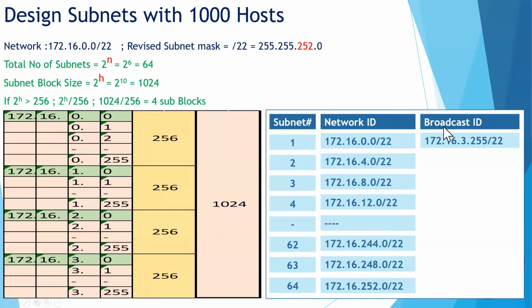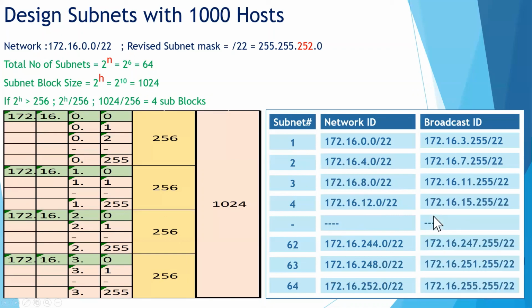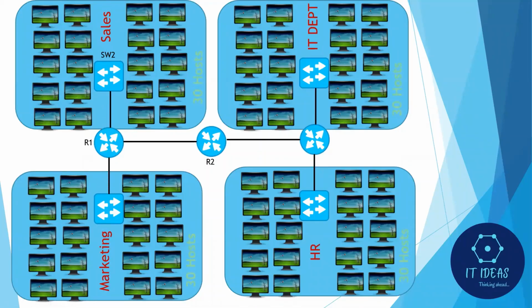Now we have to find out the broadcast ID for every subnet. So the first subnet starts from 0.0 and ends with 3.255. That is the last IP address. The same way, the second subnet starts from 4.0. It should end with 7.255 because the next network ID is 8.0. So the broadcast ID is the last IP address, 7.255. The same way, the third subnet's broadcast ID is 11.255 because the next network ID starts from 12.0. The same way, we have to find out the broadcast ID for every subnet. This is how we have to design subnets with the FLSM method.